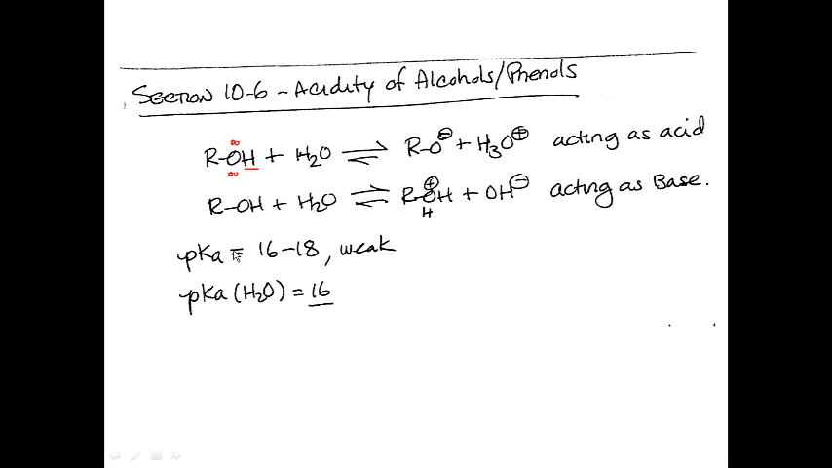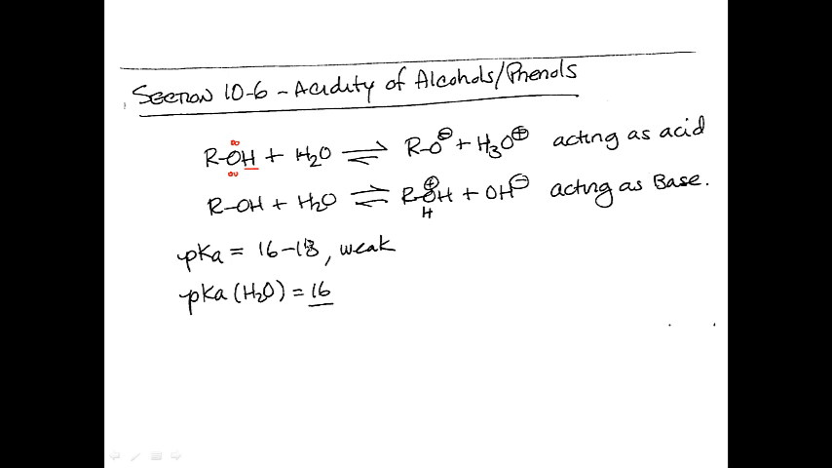Now, we'll look at it in terms of being a Bronsted acid first. If you look at the pKa of the alcohol, it's anywhere from 16 to 18, which really classifies it as an extremely weak acid. If you put alcohol in water, you will get very little dissociation to form the alkoxide and hydronium ion.